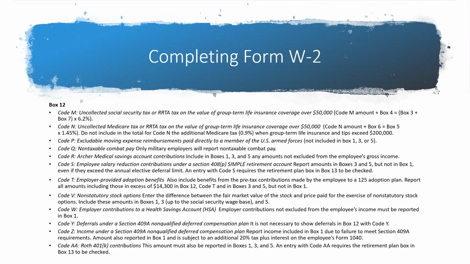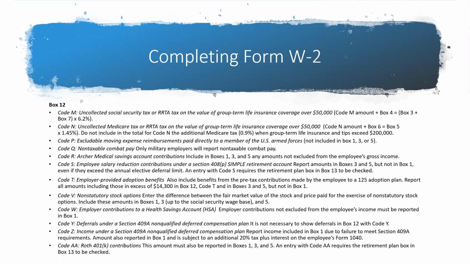Here's a whole other list of box 12 codes. I do recall having a question on uncollected Social Security tax for group term life, which is codes M and N. So just a hint on that one. It was kind of surprising to me to get a question on that, but I did, so I would probably pay attention to those. Code S is a SIMPLE IRA, so that one may come up because it's a retirement plan.